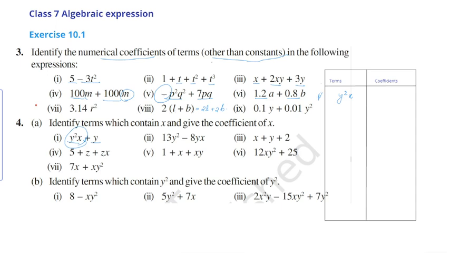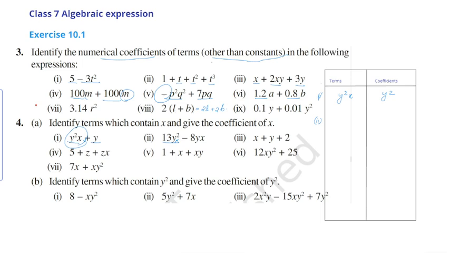Here, what is the coefficient of x? So you have to take all other factors other than this x. So here we are having y square as the factor other than x, right? So y square will be the coefficient of x. Consider the second question. In the second question, we are having 13y square. So this term doesn't have x, right? So we will not take this.